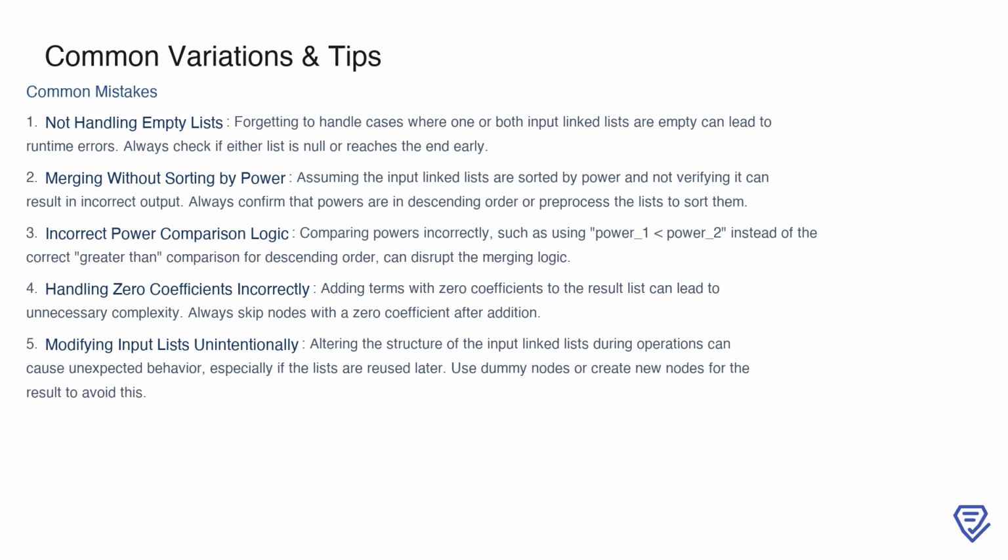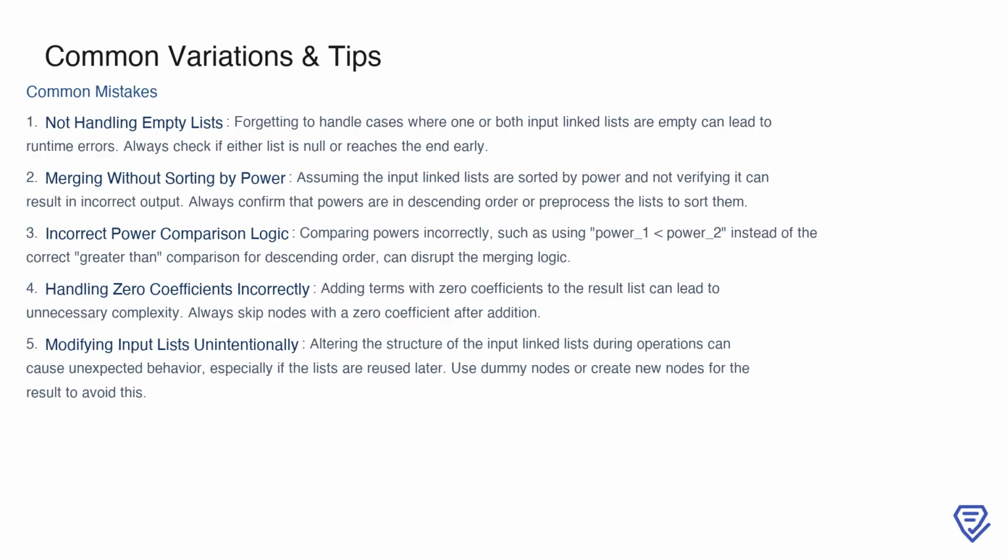First, forgetting to handle cases where one or both input linked lists are empty can lead to runtime errors. You should always check if either list is null or if it reaches the end early. Next, be careful when assuming the input linked lists are sorted by power. If you don't verify this, or if the powers are not in descending order, the result will be incorrect. It's a good practice to confirm the order or pre-process the lists to ensure they are sorted.